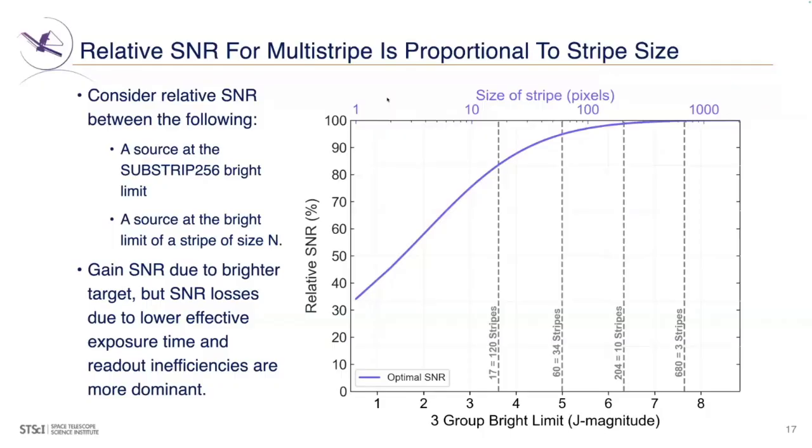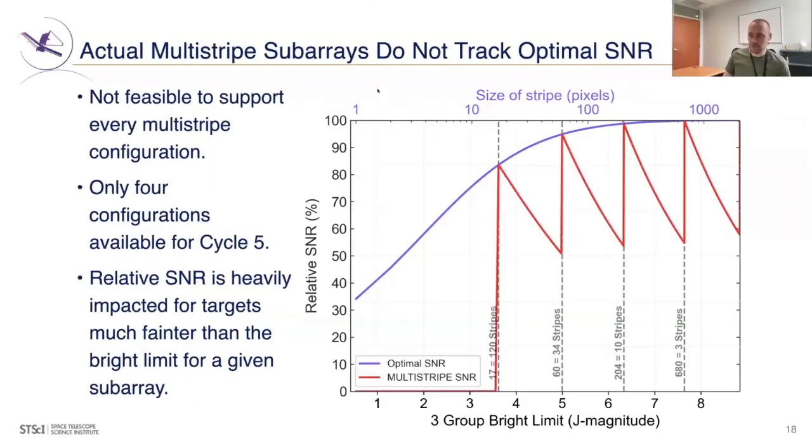Now, the big caveat is that this is for an optimal example. In reality, we can't provide every single stripe of multi-stripe. There's a limitation, not just in terms of technical effort required to commission all of these subarrays, but also in terms of detector restrictions on what size we can make the subarrays. So these are the 4 configurations we have available for cycle 5, along with these dashed lines.